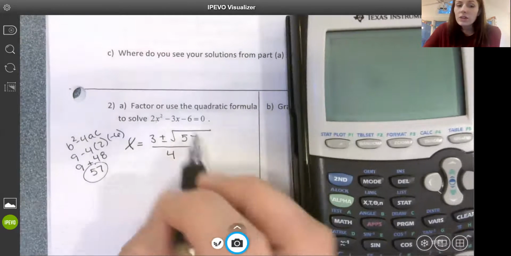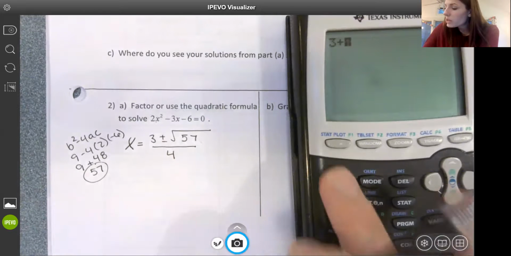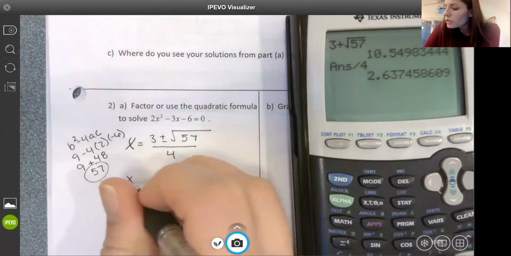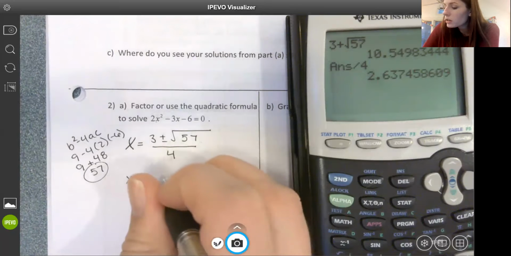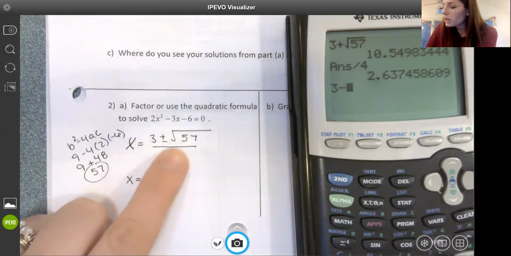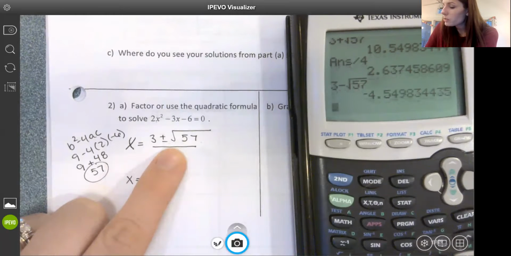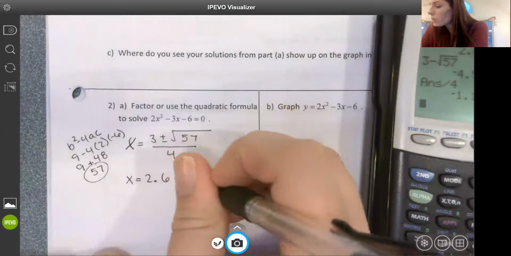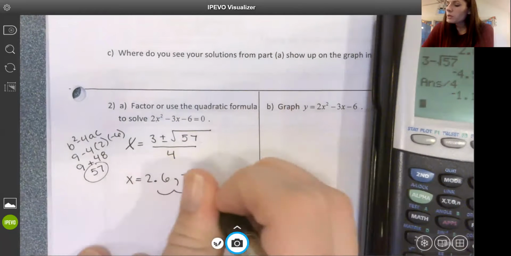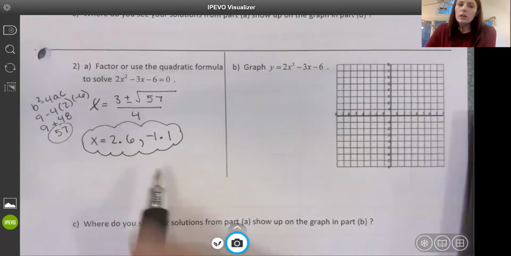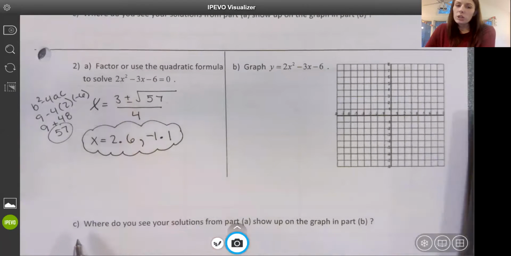So instead of just leaving it here, I'm going to go ahead and go 3 plus the square root of 57, enter, divide by 4. So one solution then would be 2.6 rounded. And my other solution, if I do 3 minus the square root of 57 over 4, gives me another solution of -1.1. So there's my best estimate of my solutions for this quadratic that we had to use the quadratic formula on to solve.